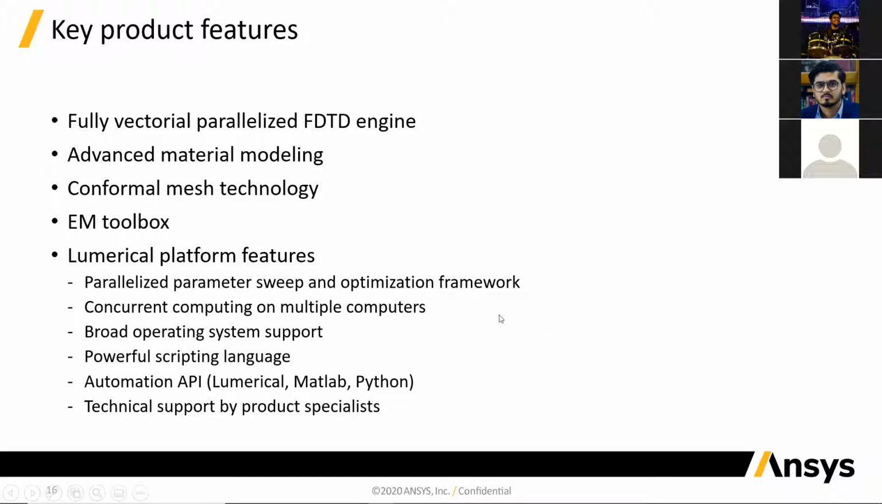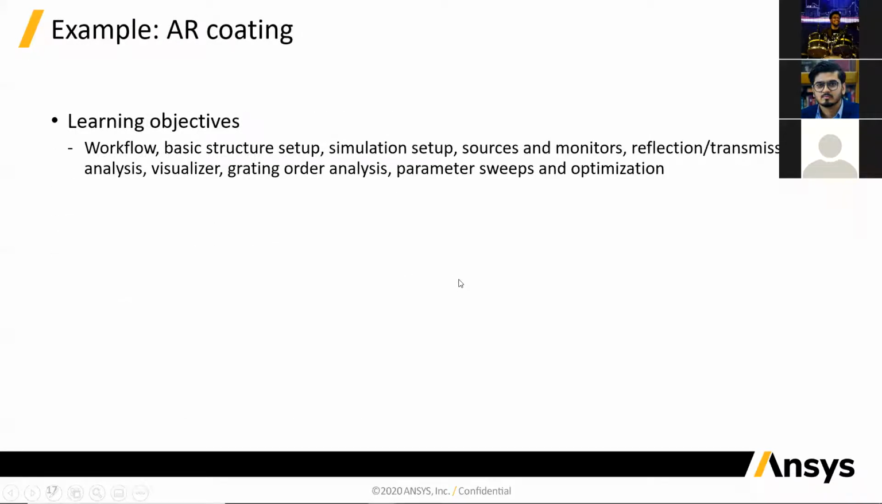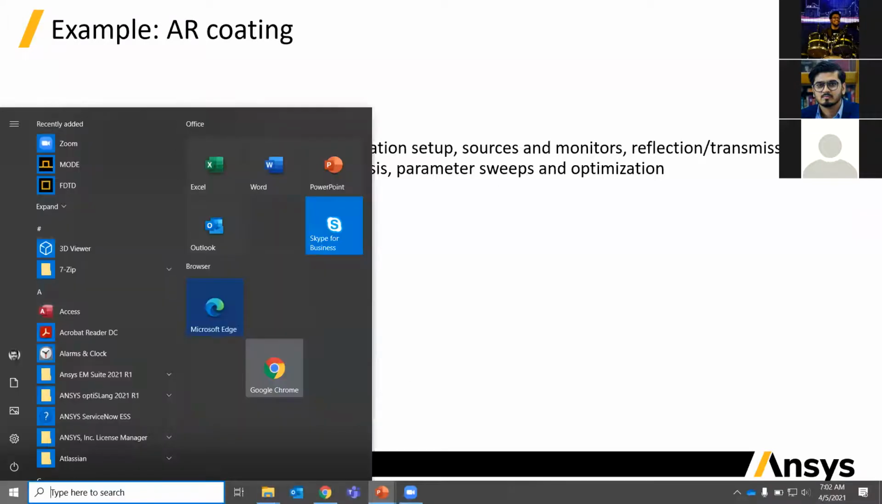So yeah, let's skip these ones. We already talked about some of them. So the first example that I thought of showing is an anti-reflective coating. This is a very simple structure and simulation. So it's good to get started and just get a feel for how the tool looks and where all the simulation objects are. So I'll just quickly go through the example and show you all the pieces here.